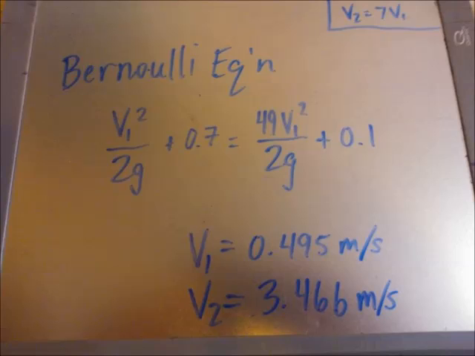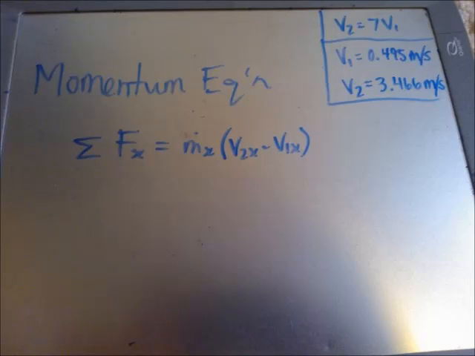So now since we have two of our unknowns, we can move on to the third equation, which is the momentum equation, which gives us the sum of forces in the x direction is going to be equal to the mass flow in the x direction times the difference between the second velocity and the first velocity in the x direction, so we can just use speeds.